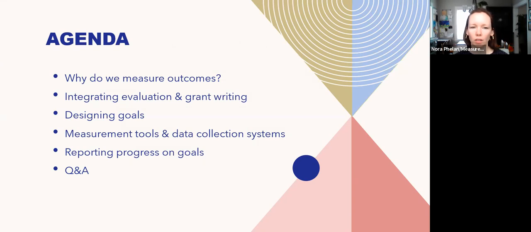Then we'll get into the real heart of it with designing goals, look at some guidelines and review some examples from different program areas. I want to talk a little bit about measurement tools and data collection systems, which I was just going to touch on because I wasn't sure how much this type of work overlapped with what you all do, although in the networking, just the last few minutes, I am hearing that people are dealing with spreadsheets and things, so that sounds like that is relevant for some of you. And then just talk briefly about some tips for reporting progress on goals.